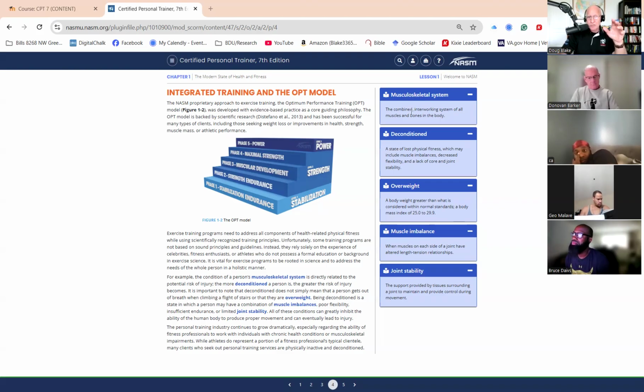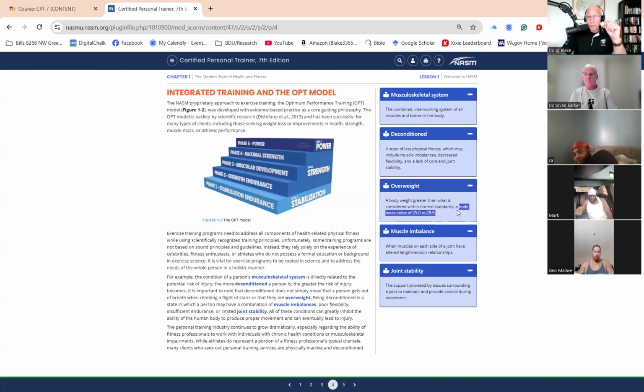What is the musculoskeletal system? It is the combined interworking system of muscles and bones. I don't need to read them all to you. You should know what it means to be deconditioned because 99% of all your clients are going to be deconditioned. You do need to know the concept: a state of low level of physical fitness. Overweight, okay? You're not overweight because you look chunky. There's an actual definition to overweight. It is a body weight greater than what is considered within normal standards. Body mass index of 25 to 29.9. You must know BMI.